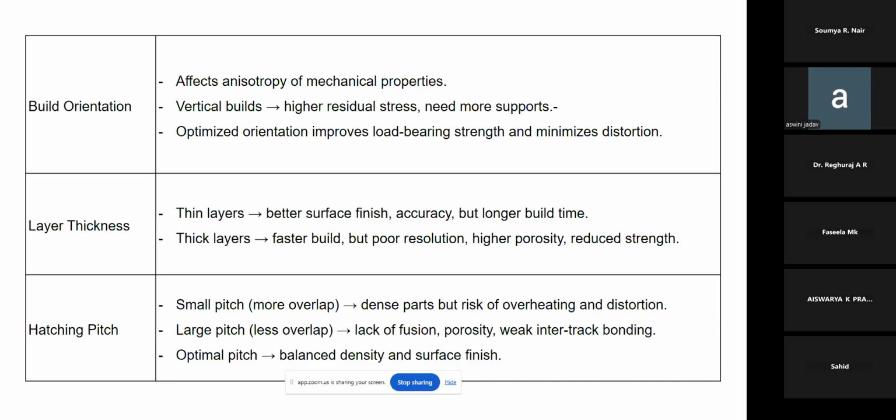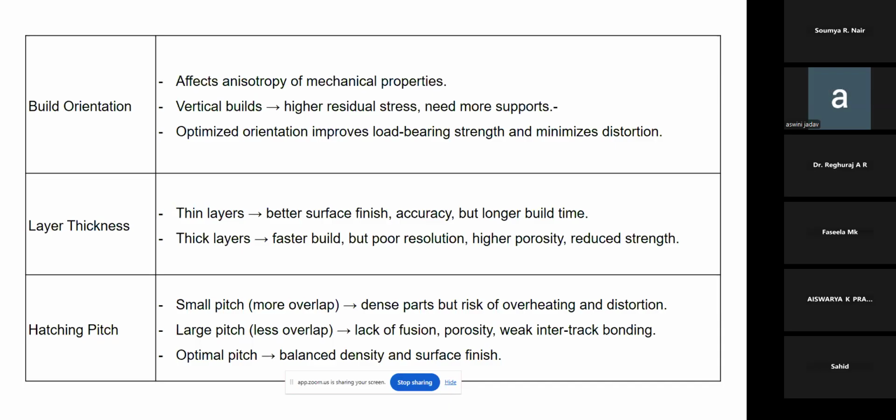And finally, hatching pitch. So it is nothing but the distance between the successive tracks, right? So in the horizontal plane. So if you have a small pitch, you will have more overlap. So a dense product will be made. If you have a large pitch, less overlap. Because of that, you will have lack of fusion, porosity, weak interlayer bonding, right? So these are all the parameters you need to consider. You need to optimize. You need to use it in your machine for the betterment of product quality.